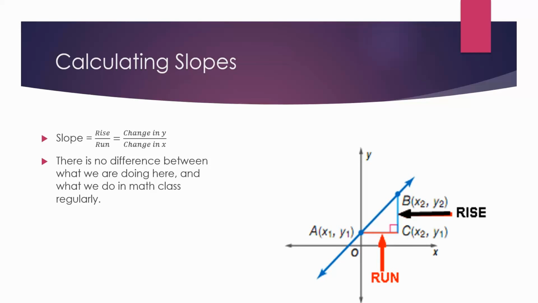There's no difference, honestly, between what we're about to do here and what we do in math class. It's one and the same. Math is essentially the language physicists speak. You'll find that, especially when we start talking about Newton's laws, I'll just say F equals ma. And you'll be like, what?